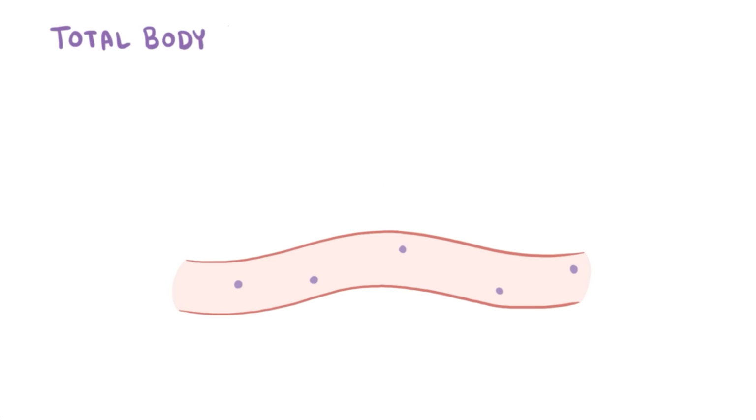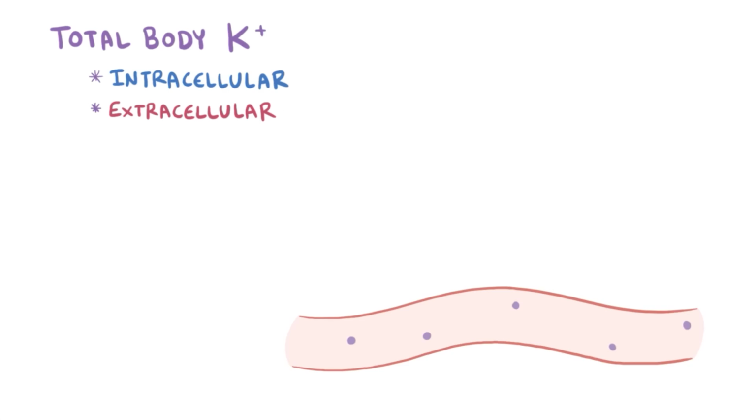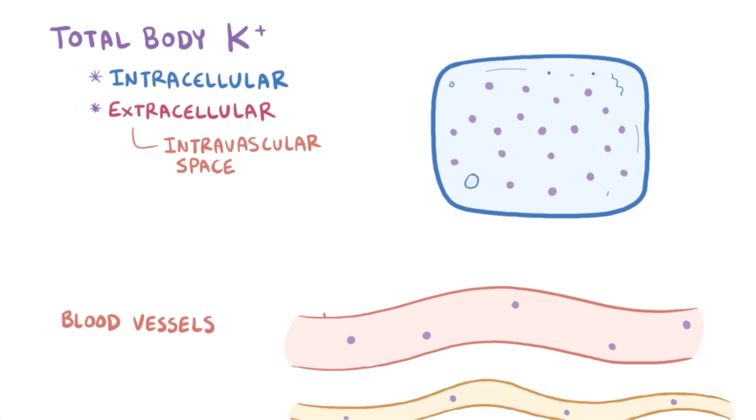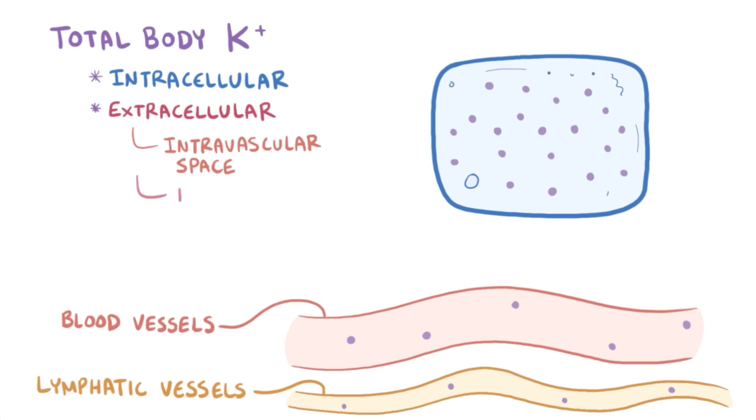Now, total body potassium can essentially be split into two components, intracellular and extracellular potassium, or potassium inside and outside cells, respectively. The extracellular component includes both the intravascular space, which is the space within the blood and lymphatic vessels, and the interstitial space, the space between cells where you typically find fibrous proteins and long chains of carbohydrates, which are called glycosaminoglycans.